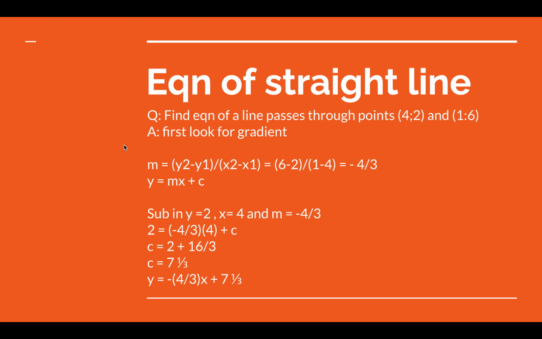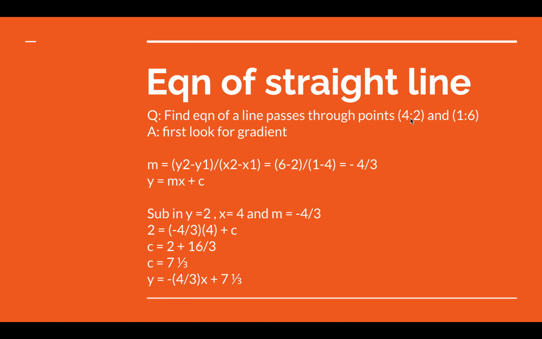Using that equation, we are able to get our gradient by putting 6 and 2 as y2 minus y1, and then 1 and 4 as x2 minus x1. So we were able to find our m, which is minus 4 over 3. Now that we have our m, we're still looking for our c. It's easy to find our c now that we have an m.